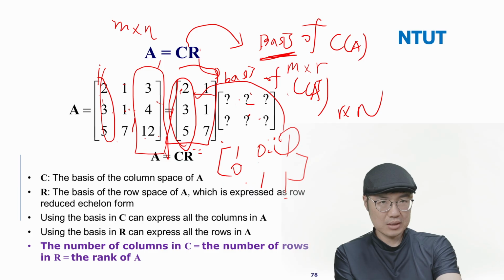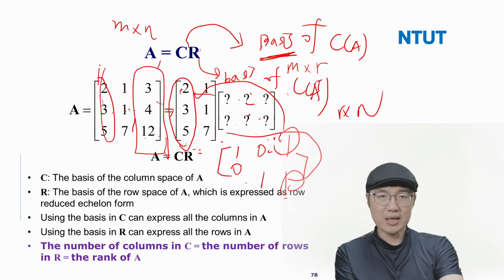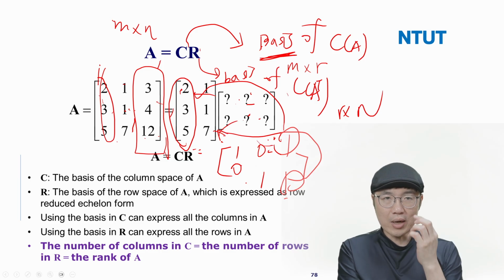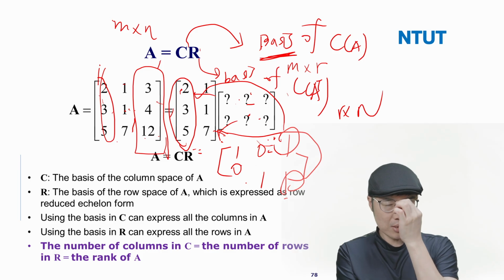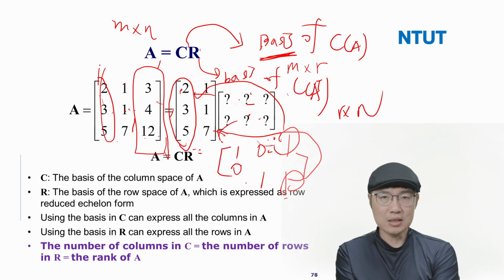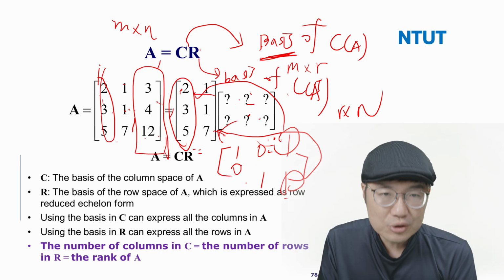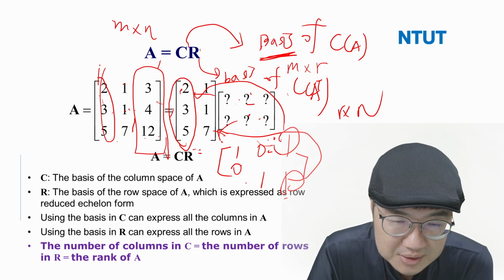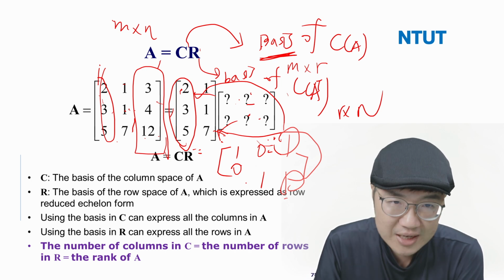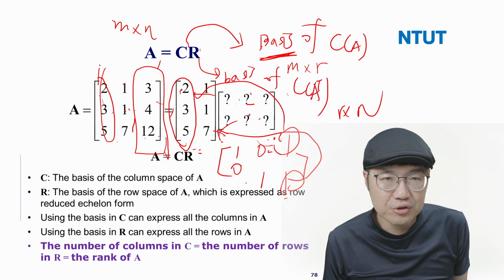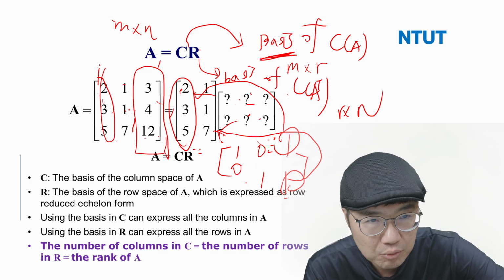of column. You can make a linear combination of 1 times (2, 3, 5) plus 1 times (1, 1, 7) gives (3, 4, 12). The reason that I find R is the basis of A can be found by (1, 0, 1) and (0, 1, 1).